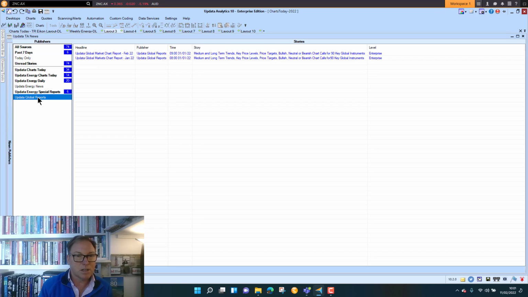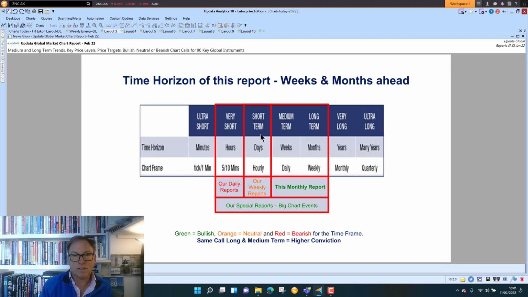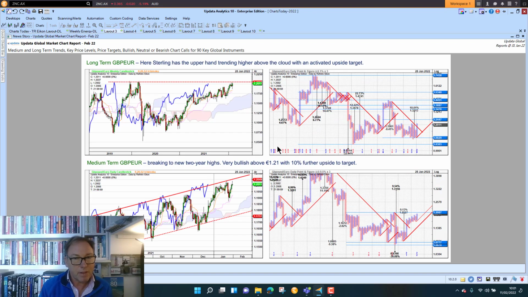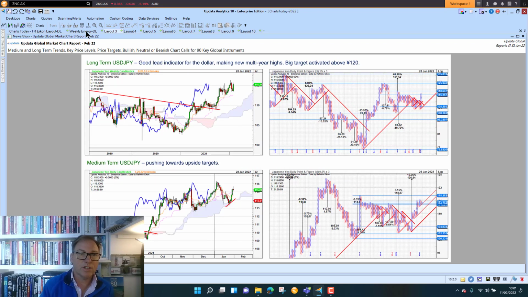And of course, in terms of the global report, in terms of what's going on, that report's out in our news service as well. So here we see the bond, had very strong conviction about these bond markets, the yields rising, and again, metals we're seeing quite strong. So this report covers some 400 charts, 100 instruments, so really quite significant.